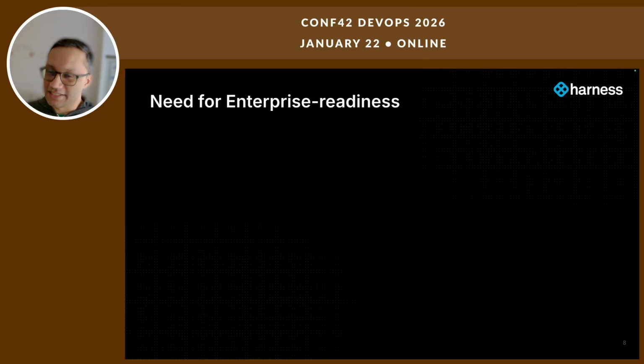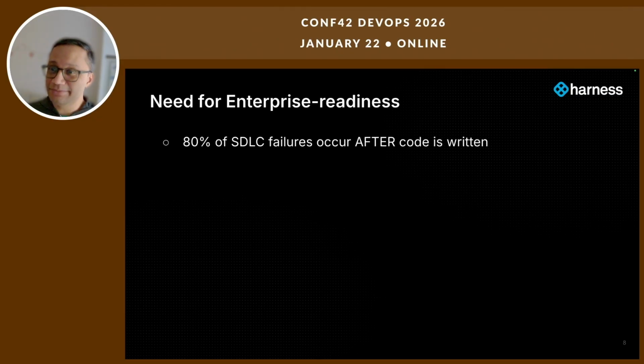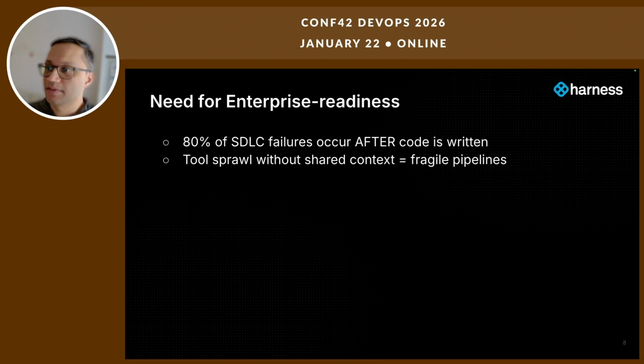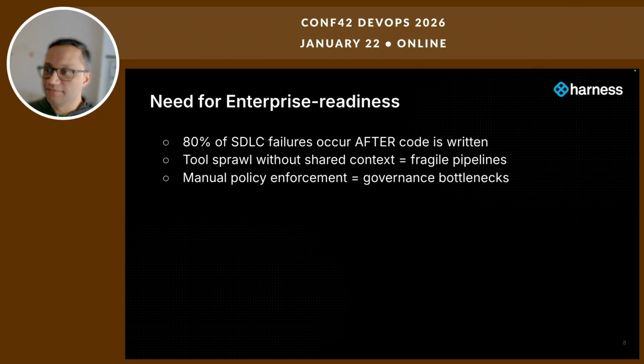So the need for enterprise readiness basically comes from the fact that almost 80% of the SDLC failures don't happen during code generation, they happen after the code is written. The tool sprawl doesn't help this problem. It basically amplifies it. With tool sprawl, you have a lot of unshared context, which basically means that you create fragile pipelines, which means that code is not being delivered to the customers in a secure and reliable way. Manual policy enforcement is another blocker to this, which means that you have a lot of bottlenecks in the governance and security aspect of things. All of this basically means that teams are stuck balancing between speed and safety.